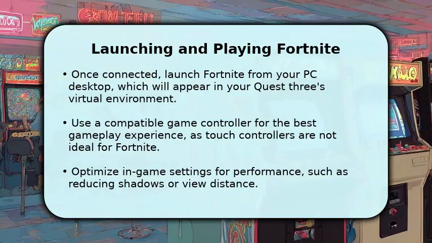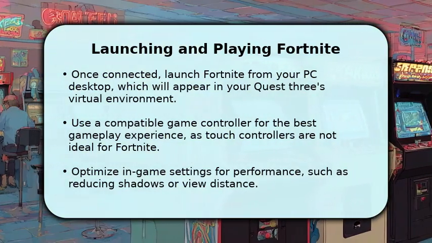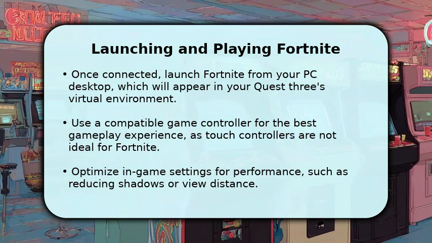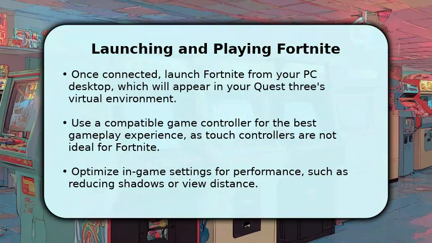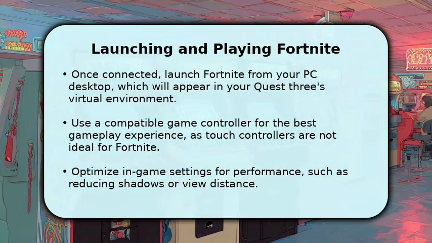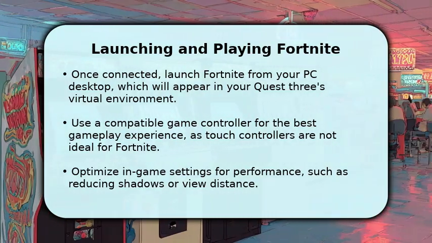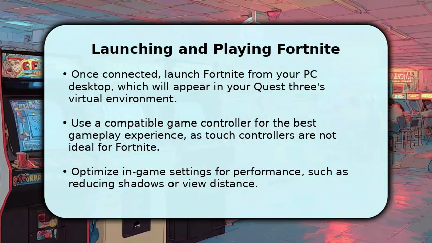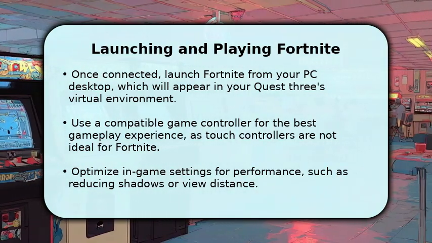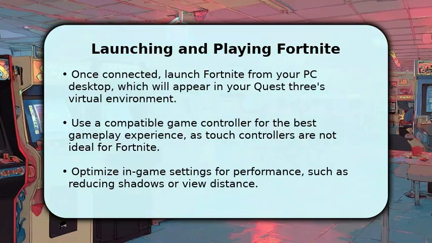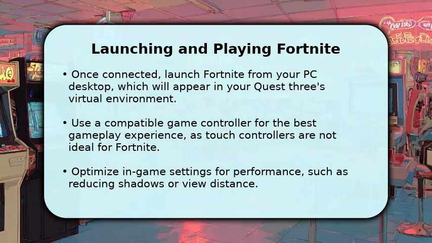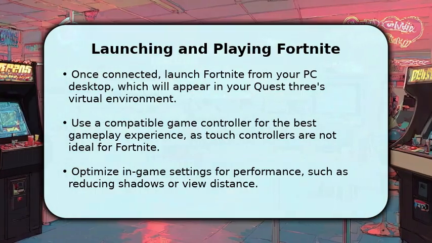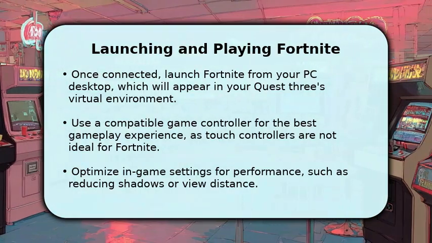With your Quest 3 connected, simply launch Fortnite from your personal computer's desktop. The game will then appear on a massive virtual screen within your headset, offering an incredibly immersive view. For the best gameplay, use a compatible game controller, as the Quest's touch controllers are not designed for Fortnite's fast-paced action. Remember to fine-tune Fortnite's in-game graphics settings, perhaps reducing shadows or view distance, to maintain a consistent and enjoyable frame rate.